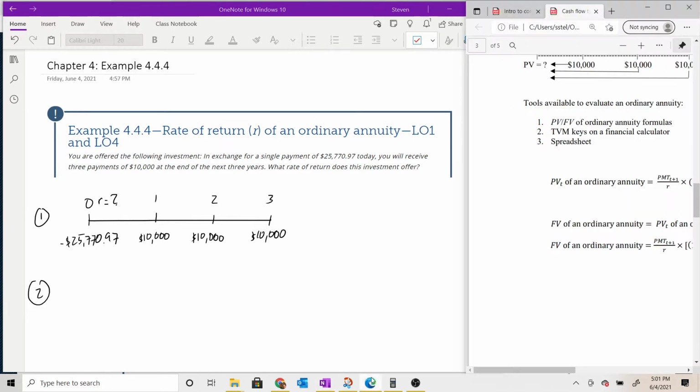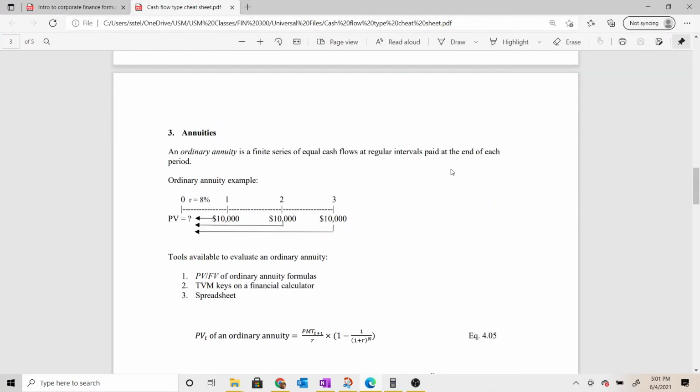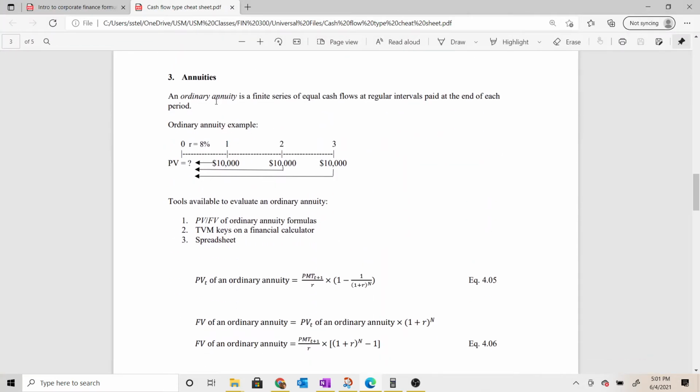And if we look at our cheat sheet of different types of cash flows under annuities, with the ordinary annuity example, we see in fact pretty much this exact timeline where we have 3 payments of $10,000 at the end of the next 3 years, and there's some present value if we were to discount those back at 8%. And this is pretty much what we're looking at.